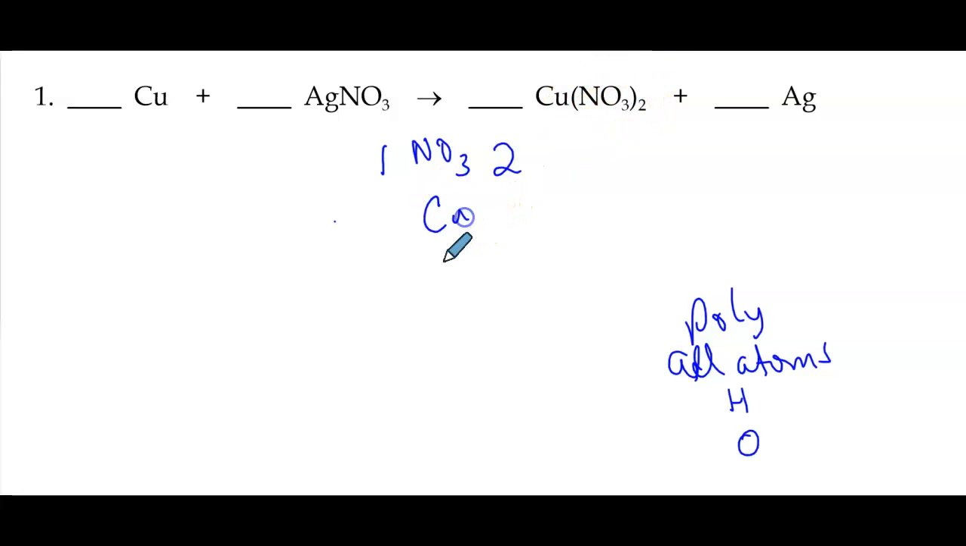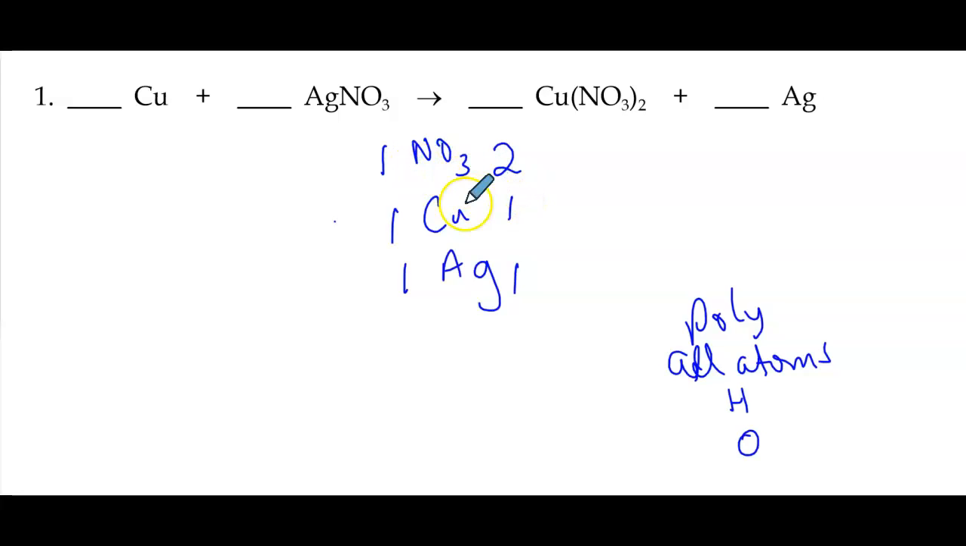Then we're going to list anything else that's not part of the polyatomic. If there was a hydrogen or oxygen that wasn't part of the polyatomic, they'd be second to last and dead last in our list. So you see that you have 1 Cu and 1 Ag. On the right-hand side, you have 1 Cu and 1 Ag.